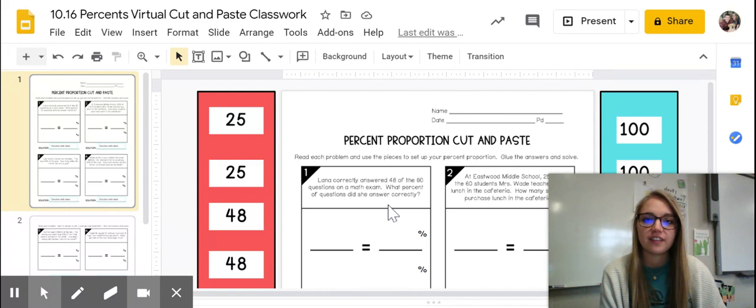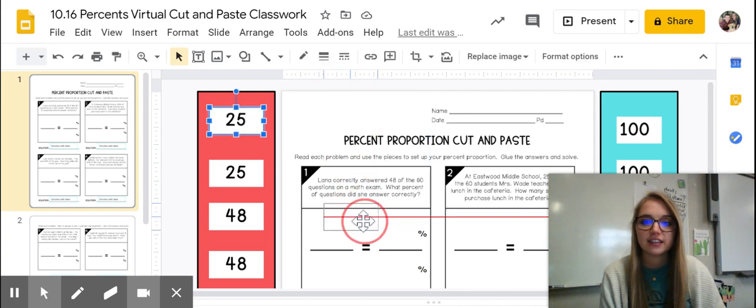Today you don't have any new content to learn or any notes to add to your notebook. You are going to complete this assignment as your classwork for today. If we were in school, it would be a cut and paste assignment, where we could use scissors and glue. But anyway, I've made it virtual. So instead of cut and paste, you are going to drag the answers.